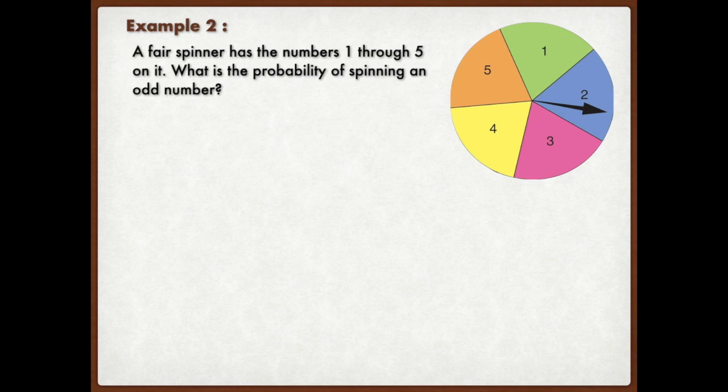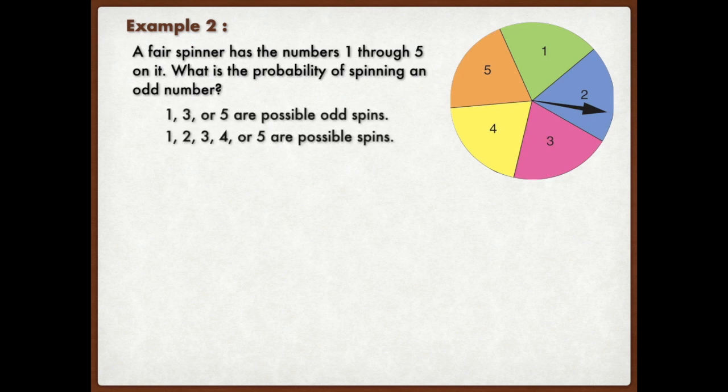Example 2 focuses on the same spinner. And what is the probability of spinning an odd number? Well, odd numbers are 1, 3, and 5. The total possible options are 5 of them, so that will be the denominator, the lower number, while the odd numbers, which are 1, 3, and 5, are a total of 3 numbers. So this would be 3 over 5.